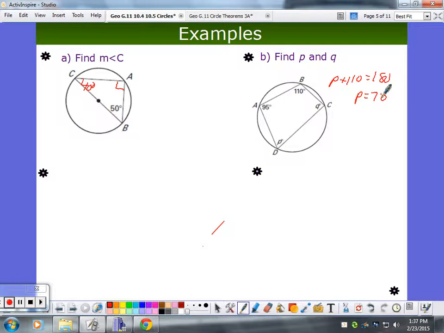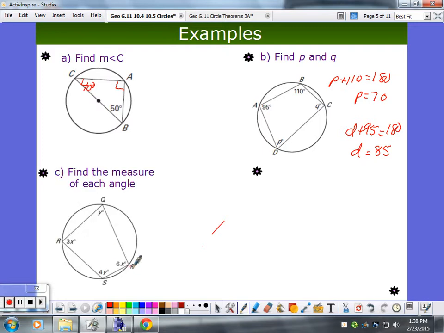I lost my place here. Okay. And then going this way, D plus 95 would also be supplementary. So that's 180. Subtract that. D is 85. Is that right? So that was part B on the bottom, right? We're on the bottom here on page 1.